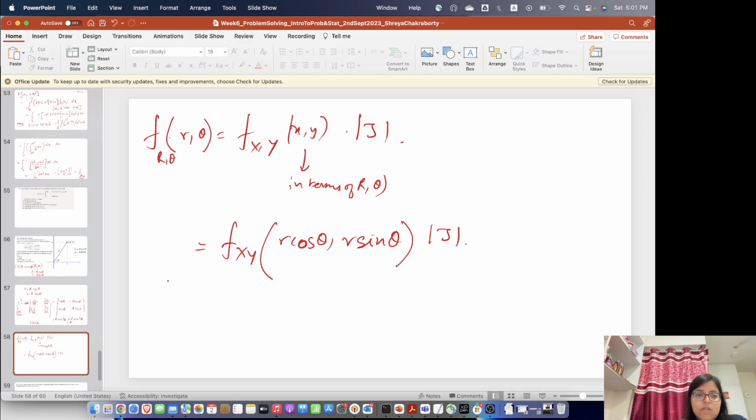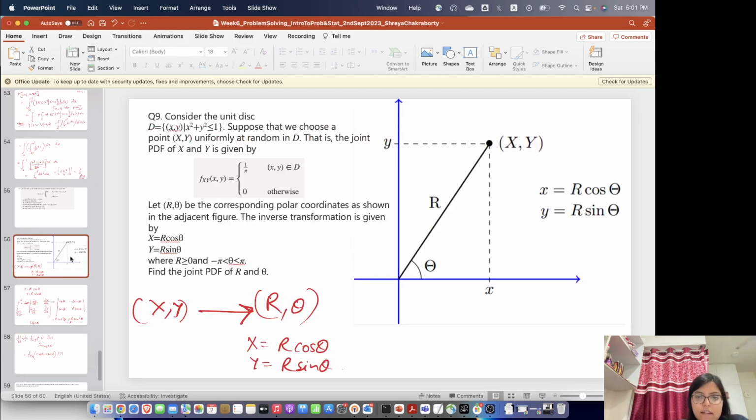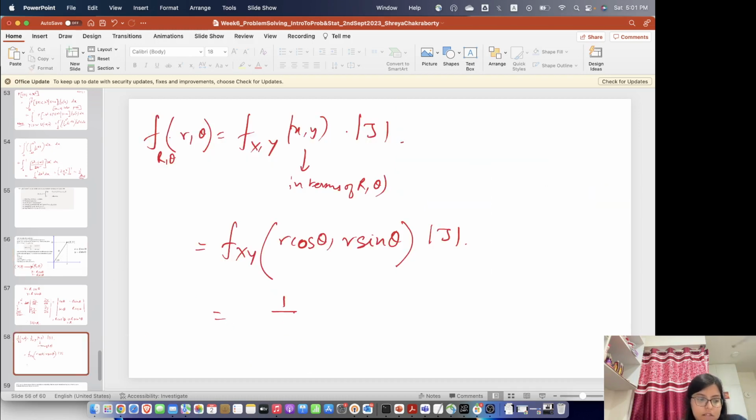Okay, so then f(x, y) is given as how much? 1 by pi. So this is also 1 by pi into the Jacobian, that is r. Okay, so f(r, theta) is r by pi. Now we have to find out the range of r and theta.